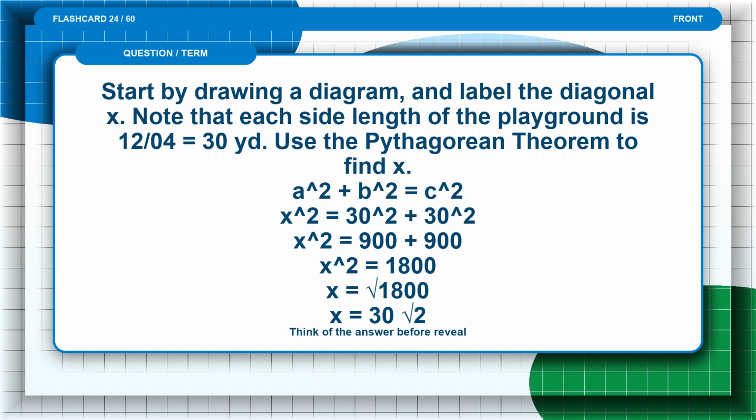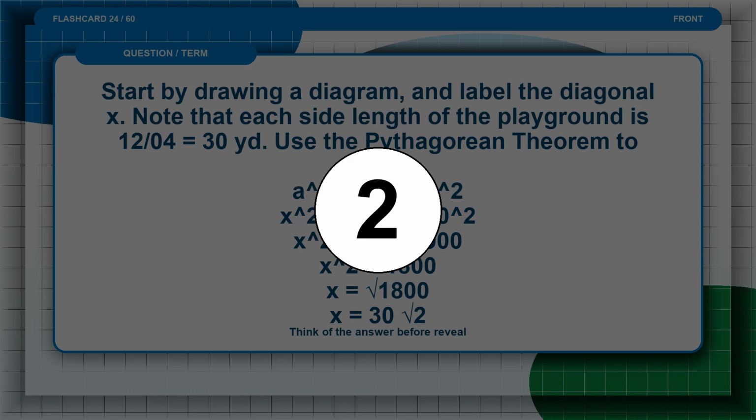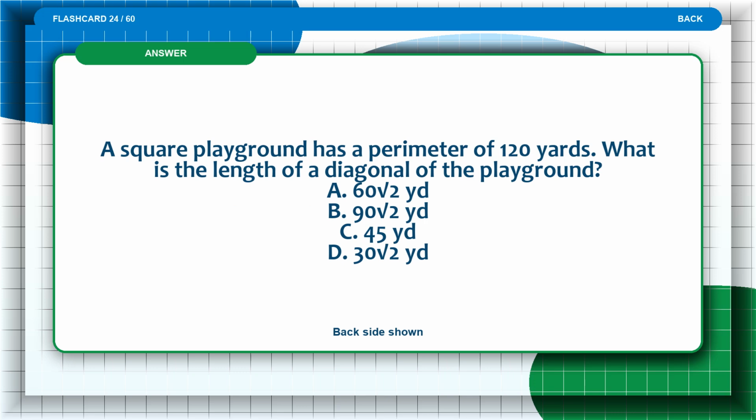Think of the answer before the reveal. The answer is, a square playground has a perimeter of 120 yards. What is the length of a diagonal of the playground? A: 60 square root of 2, B: 90 square root of 2, C: 45, D: 30 square root of 2.